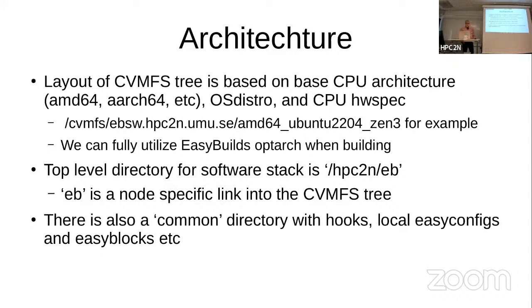So the layout is that we have a CVMFS tree, which has top-level type of CPU, OS distro, and hardware-specific levels, like the example there. And by that, we can use the full optarch setup from EasyBuild, so we get good software. We have a node-specific link in a specific tree that points down into the correct part of the CVMFS tree. And we also have some common directories with hooks, our own easyblocks and easyconfigs.